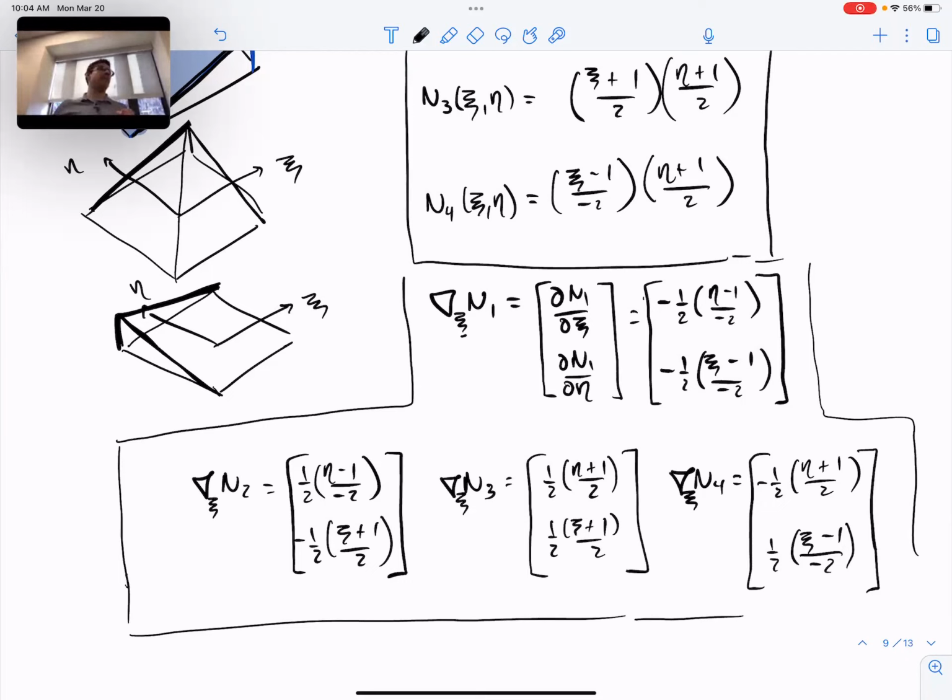Questions about that? Again, I just took derivatives with respect to psi and eta. That's how I got those vectors. All right, so we have the shape functions, we have the derivative of the shape functions with respect to psi and eta. Then how do we use this?